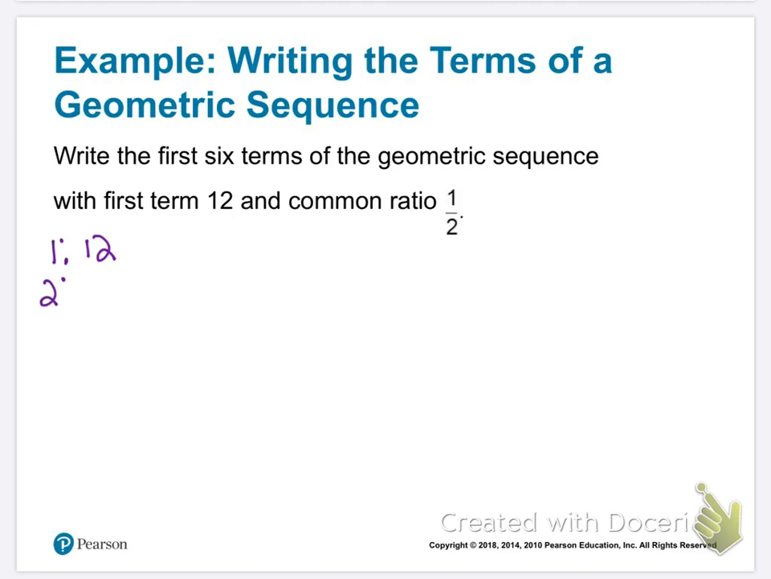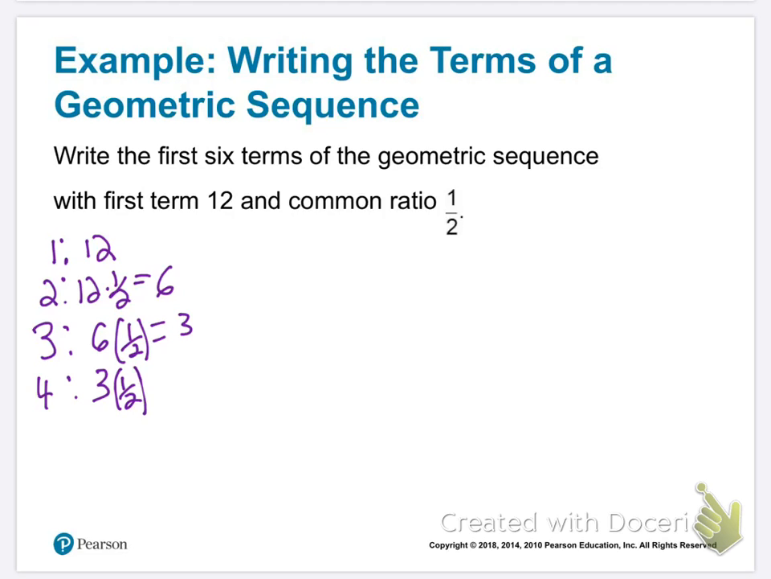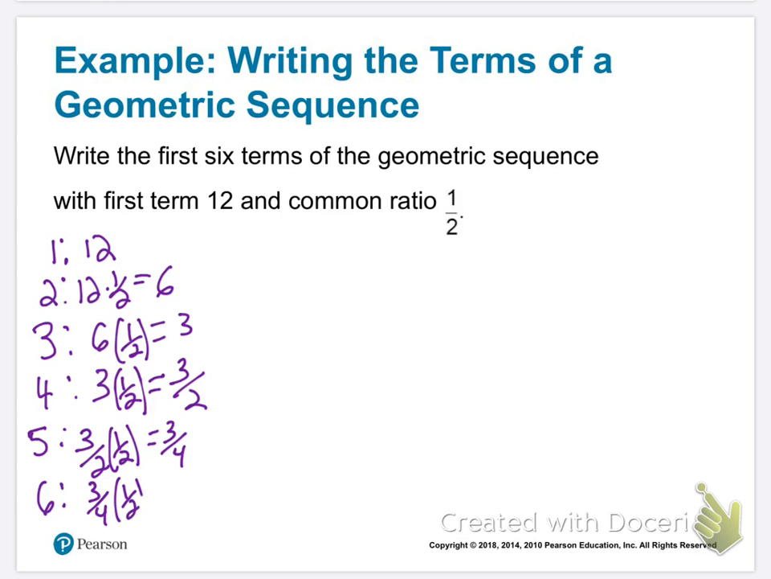Our second term is going to have to be 12 times that common ratio, which gives me 6. My third term is 6 times that common ratio, which gives me 3. My fourth term is 3 times 1/2, which is 1.5 or 3/2. My fifth term is 3/2 times 1/2, which is 3/4. And my sixth term is 3/4 times 1/2, which is 3/8. So I now have my first 6 terms of this geometric sequence.